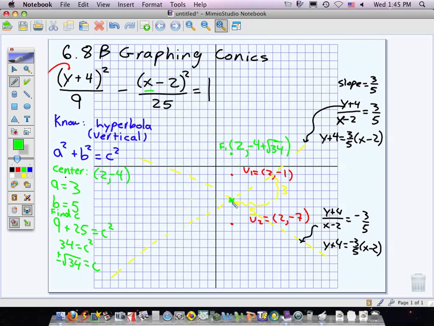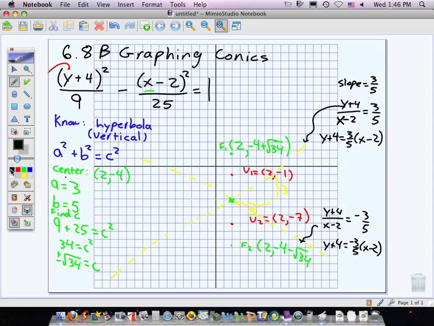So start at the center again, and now you're going to go down almost 6. 1, 2, 3, 4, 5. There's 6, just a little bit before. 2. We didn't go left or right, so it's still at 2. We started at -4 on the y, and went down the square root of 34.